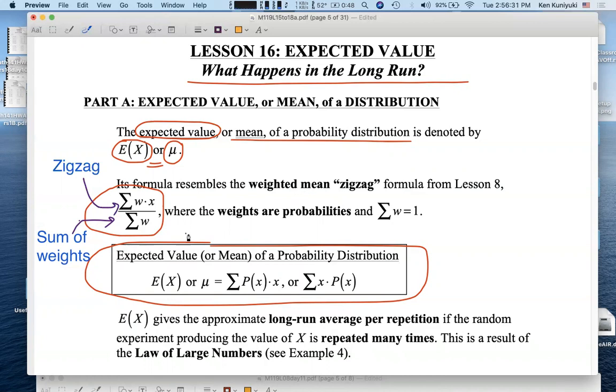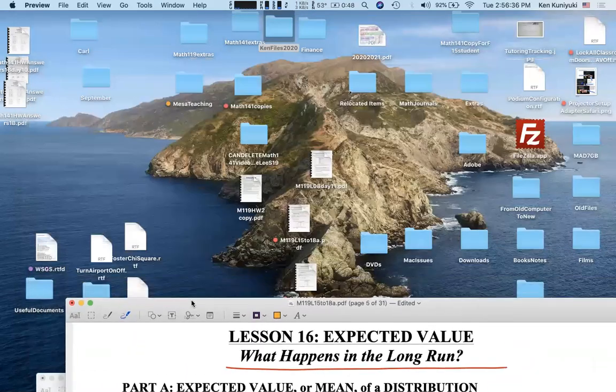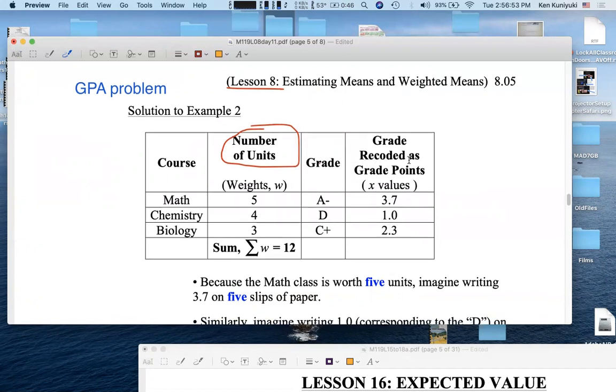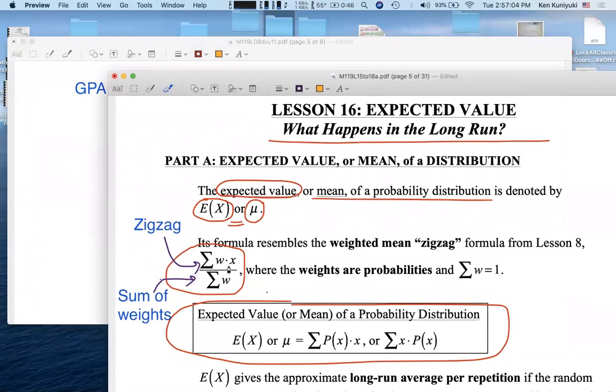Okay, so remember back in Lesson 8, let's recall this formula. This was a GPA problem. You should remember these. So remember how we computed GPA. We looked at the number of units. We looked at the corresponding grade, in particular the grade recoded as grade points, like, for example, an A minus was a 3.7, and so forth. And we did the zigzag. That's what this summation W times X gave us.